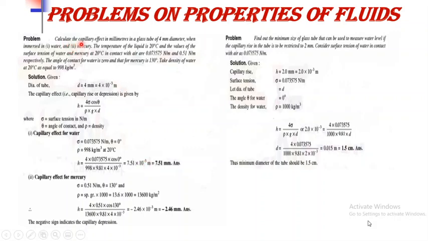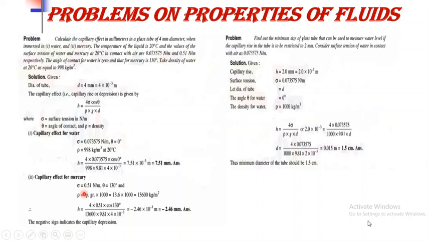So we have to calculate the capillary effect in millimeter. So we have to convert this meter into mm. So we have to multiply it by 10 raised to 3. So 7.51 mm, that is the value of capillary rise or capillary effect for the water. Then in second case, we have to calculate the capillary effect for mercury, that is nothing but the capillary fall.